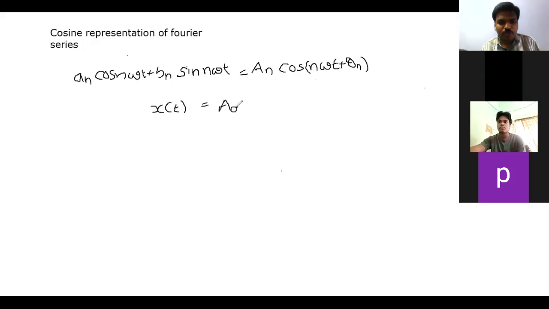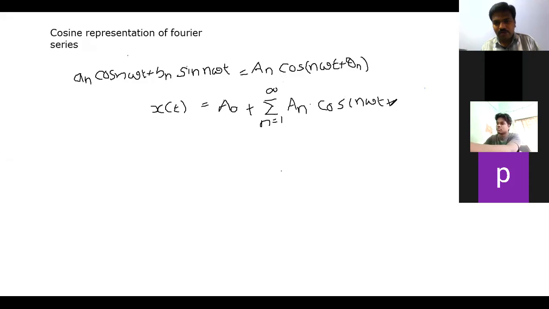So here I am changing the small a naught to capital A naught plus sigma. Now see how I am going to represent the cosine representation. What are the modifications that are to be done for the trigonometric Fourier series? So n is equal to 1 to infinity, an into cos of n omega t plus theta n.